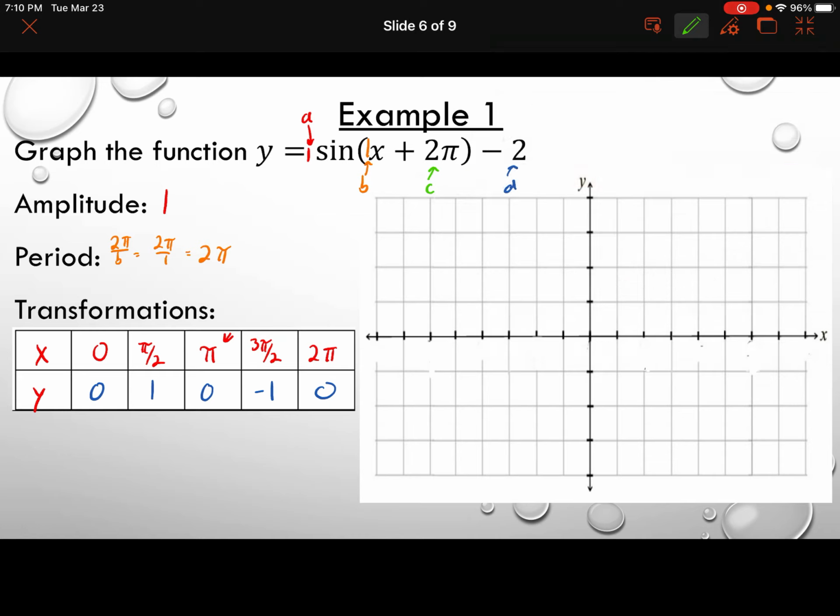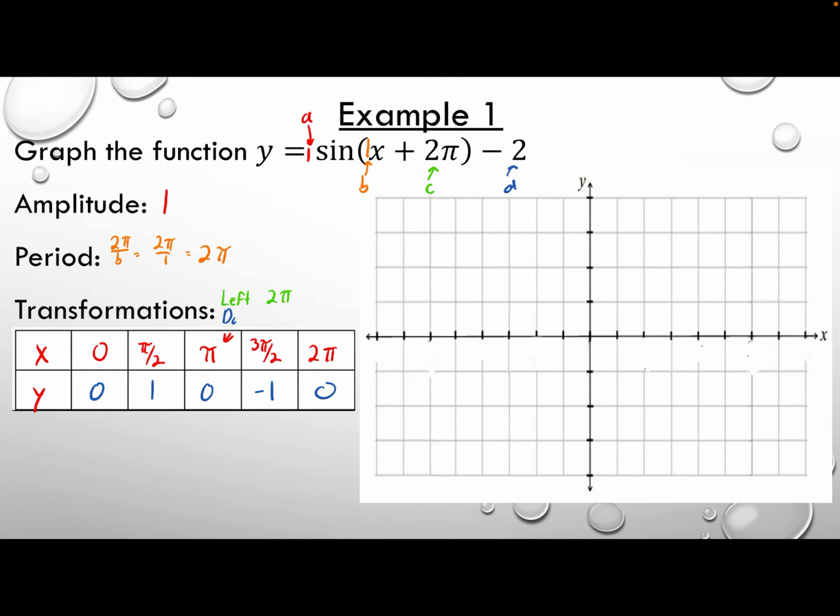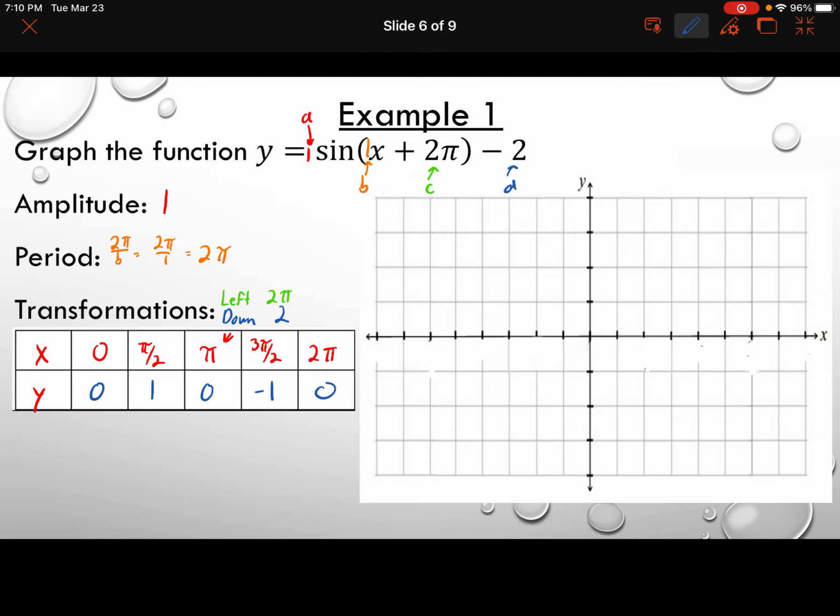So in this case, because it's plus 2 pi, that means our transformation would be left 2 pi. And then that D value, the number being added or subtracted to the entire quantity, would be moving up and down. So since it is minus 2, that's going to shift our graph down 2. All right. So now at this point, that's what we're going to do to each of our points. To the x values, we're going to shift them left 2 pi, and to our y values, we're going to shift them down 2.